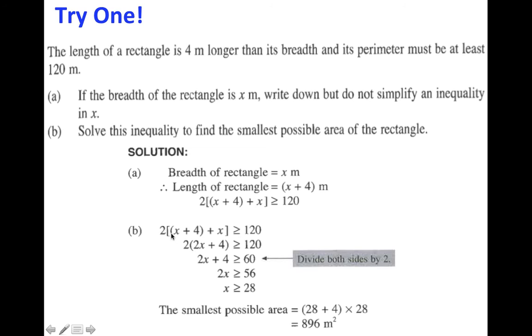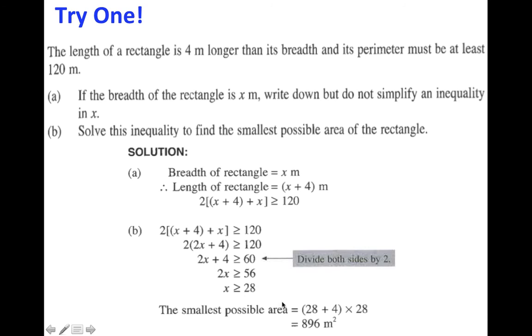Part B, solve it. So multiply, combine, solve, solve, solve. X must be greater than or equal to 28. So in order to meet the condition of having a perimeter of at least 120, x must be at least 28. All right, anything lower than 28, the perimeter won't be big enough. So now the question said, what is the smallest possible area? So the smallest x can be is 28.